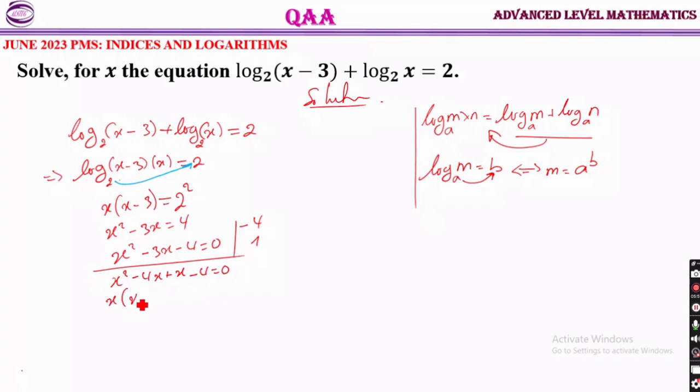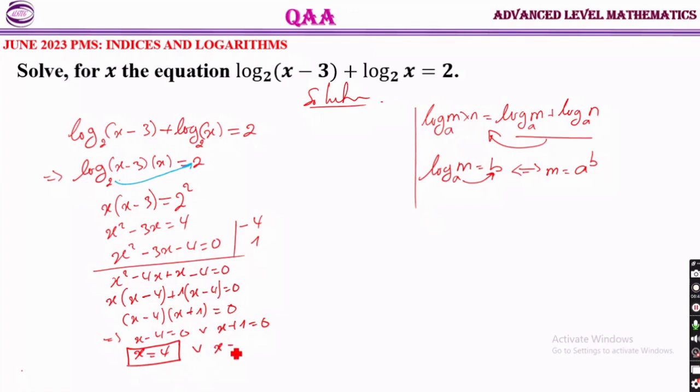So we factor out x, we are left with x minus 4. Here we are factoring out 1, we'll be left with x minus 4 equals 0, which implies (x minus 4) times (x plus 1) is equal to 0, which means either x minus 4 is equal to 0 or x plus 1 is equal to 0. In both cases, x is either equal to 4 or x equals negative 1.